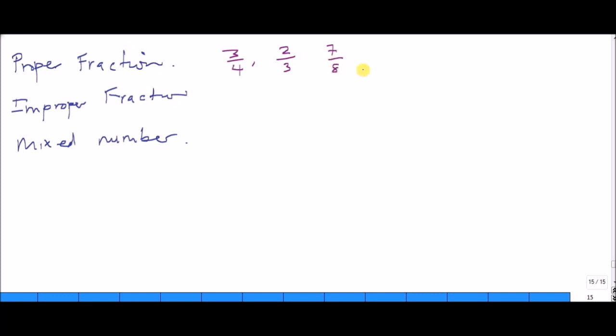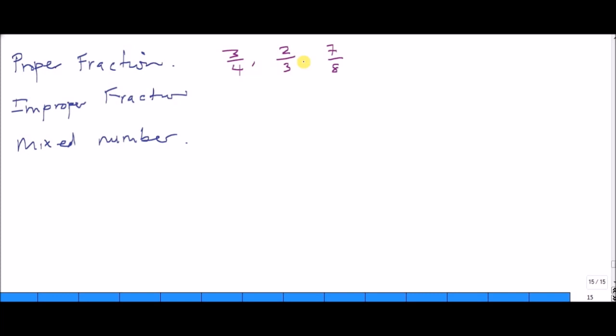The proper fraction is less than 1, meaning it is not yet 1. When we were looking earlier at some of the concepts, how many more would we need on 3/4 to make 1 whole? We would need another quarter. So 3/4 and 1/4 would make 4/4. In the case of 2/3, we would need another third. And in the case of 7/8, we need another eighth, 1/8. So all of these are less than 1. That's the point I want you to remember. So proper fractions are less than 1.